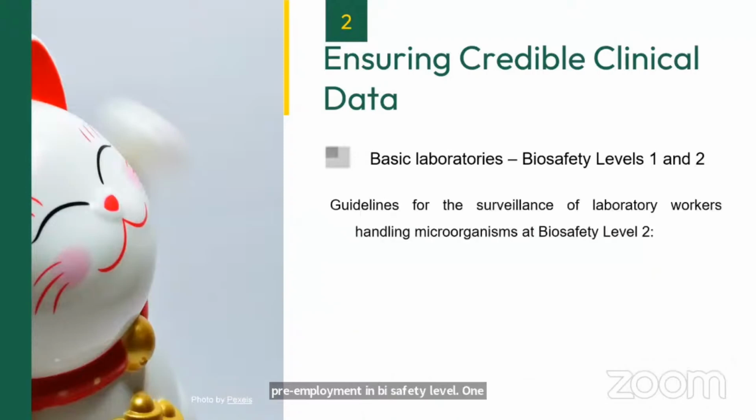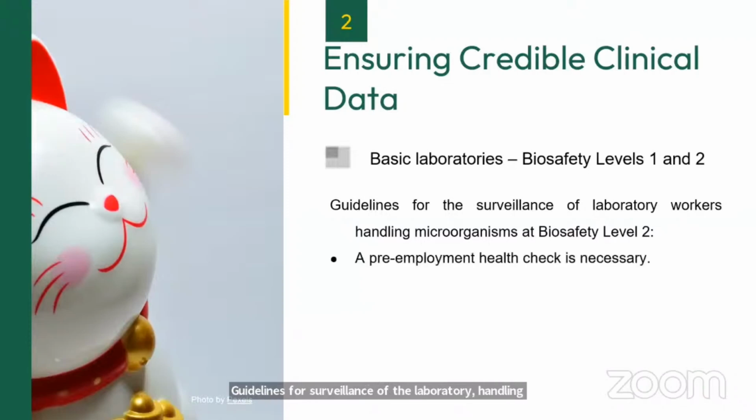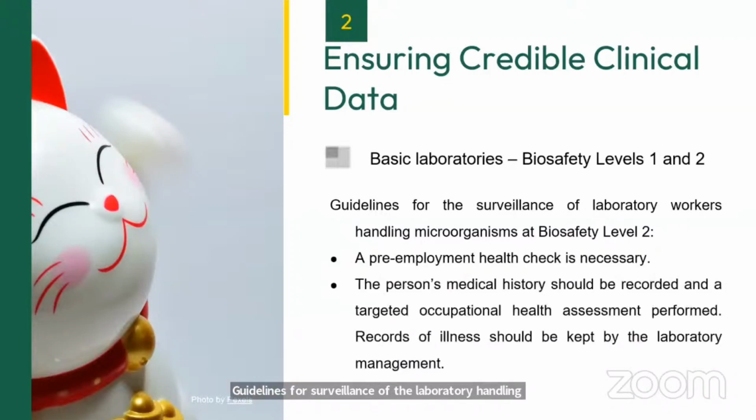Guidelines for the surveillance of laboratory workers handling microorganisms at level 2 include: a pre-employment health checkup is necessary. The person's medical history should be recorded and a targeted occupational health assessment performed. Targeted occupational health assessment means any particular occupational hazard related to the working area should be screened specifically. Records of illness should be kept by the laboratory management. So if there is any illness or health hazard due to occupational exposure, those records must be kept by the laboratory management.